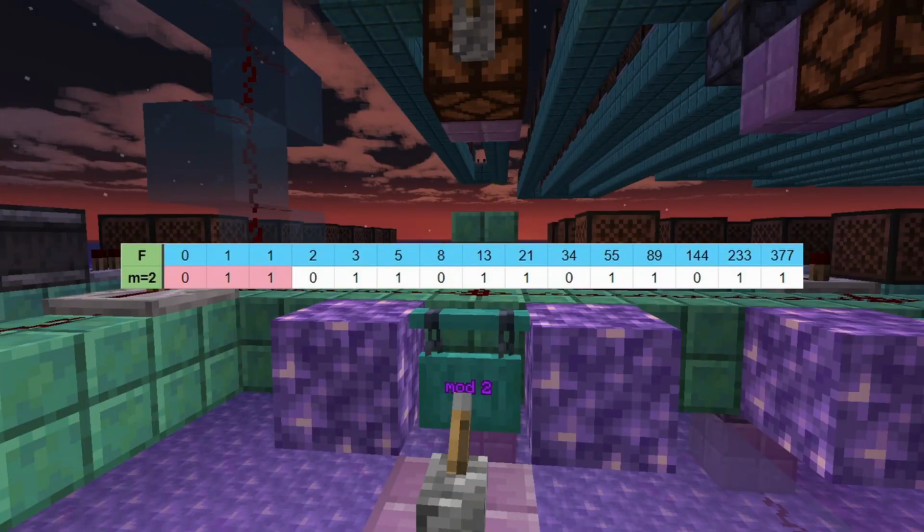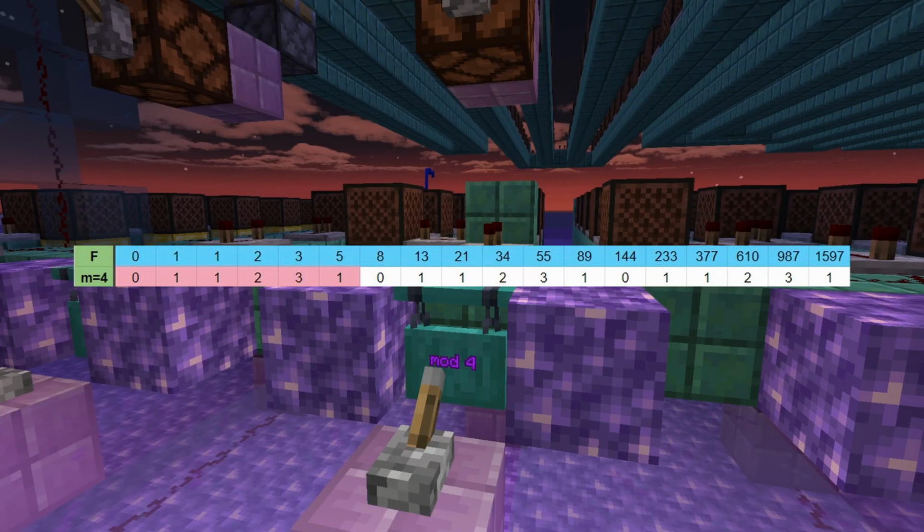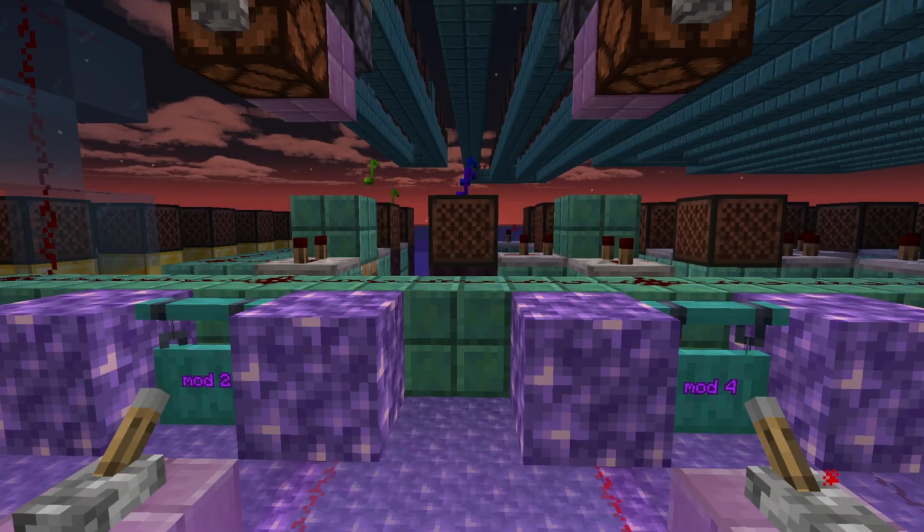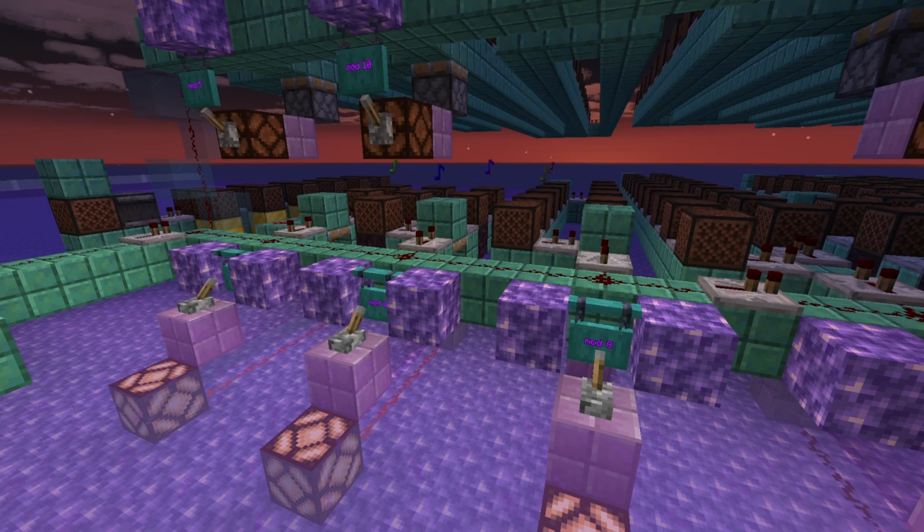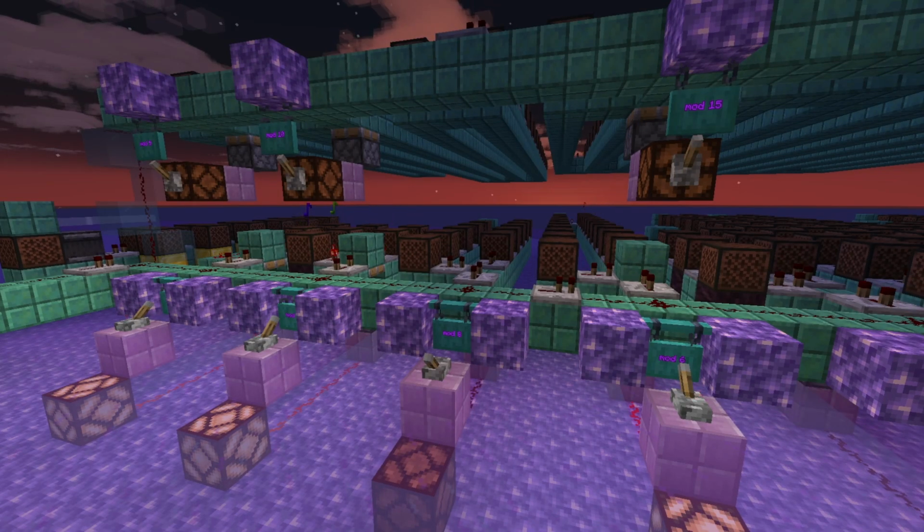For example, mod 2 gave us rest 1 1, rest 1 1. Mod 4 gave us rest 1 1 2 3 1. Naturally, using a low modulus will limit the notes to the bottom of the scale. These form a nice ostinato to support the more melodic lines from the higher moduli. The moduli that share common factors produce the most consonant harmonies. This is the sound of mod 2, 4, and 8. And this is 2, 4, and 6.